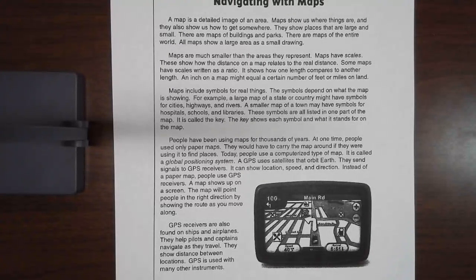Today, people use a computerized type of map. It's called a global positioning system. A GPS uses satellites that orbit Earth. They send signals to GPS receivers. It can show location, speed, and direction. Instead of a paper map, people use GPS receivers. A map shows up on a screen. The map will point people in the right direction by showing the route as you move along.